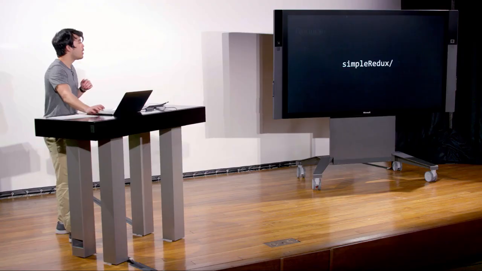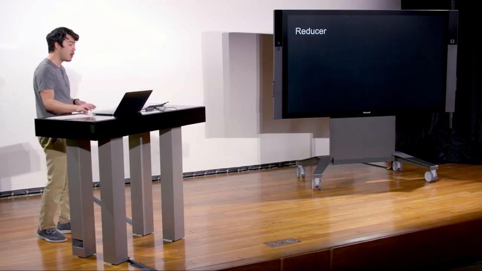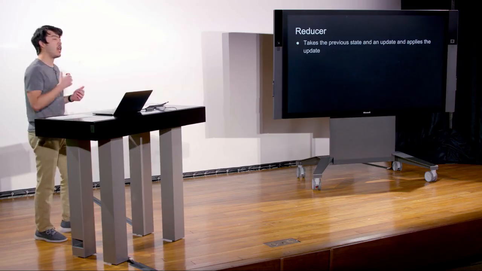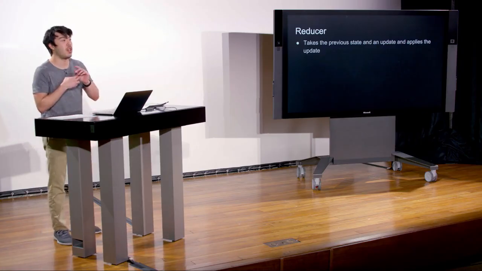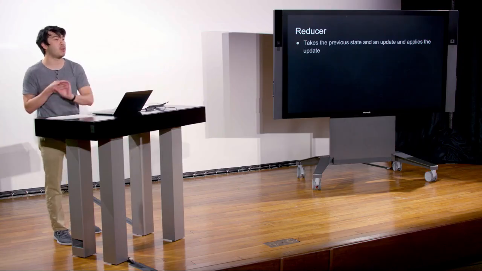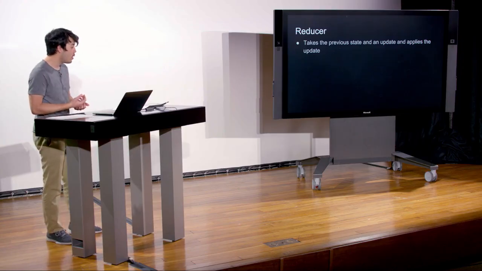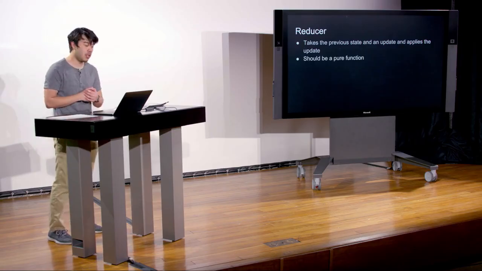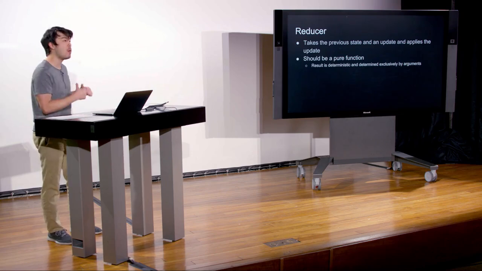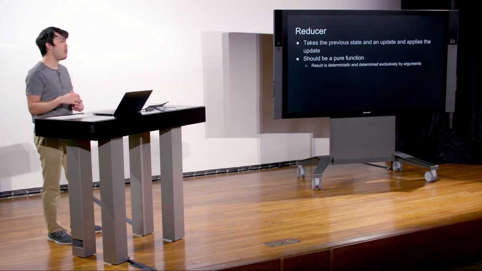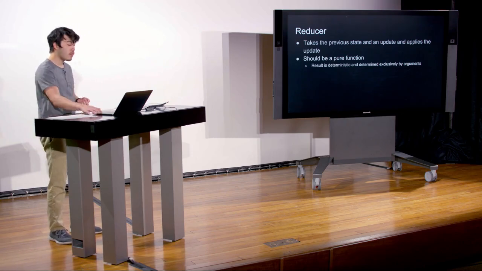So what's first? There's this thing called a reducer, which is what calculates the next state. It takes a previous state, and it takes some information on how it should update, and it goes ahead and applies that update and returns some new state. So some constraints: it should be a pure function. In other words, the result is deterministic. So given the same input, it'll always give the same output. And it's determined exclusively by those arguments. And there are no side effects. So no logging, no changing variables, no doing anything like that. No changing variables outside of its own scope, that is.